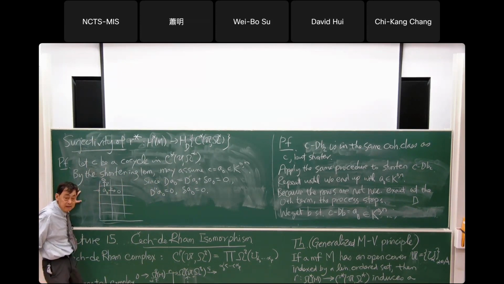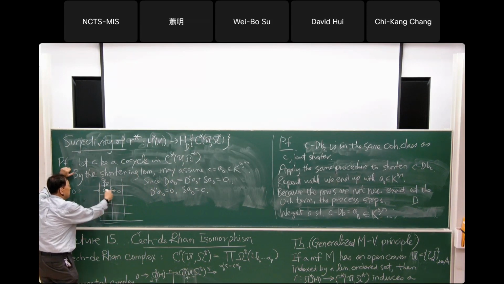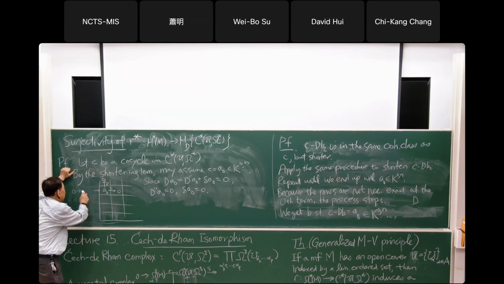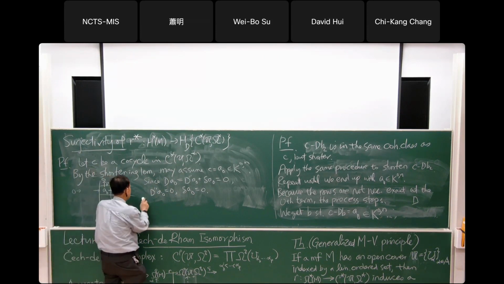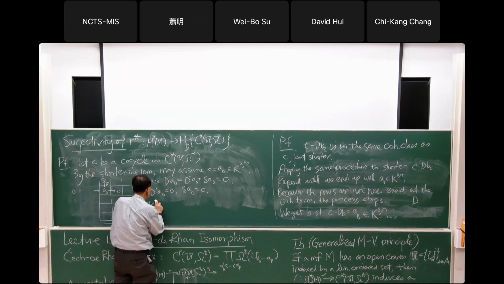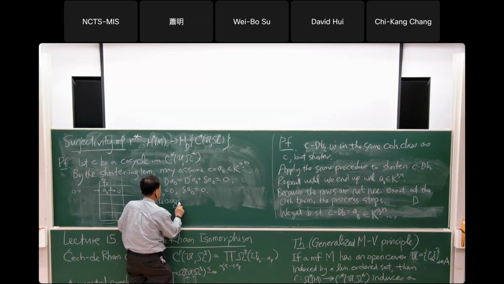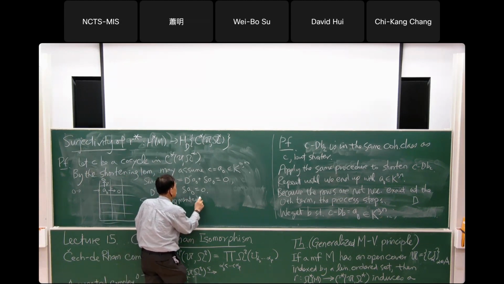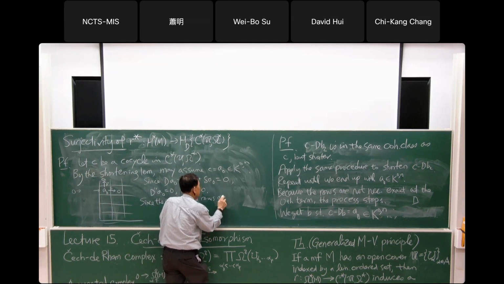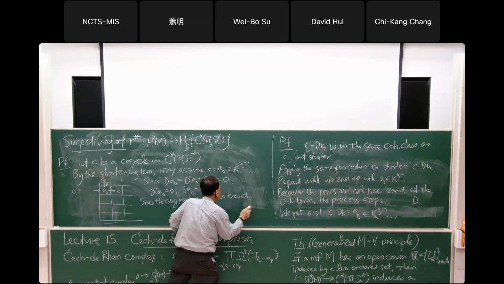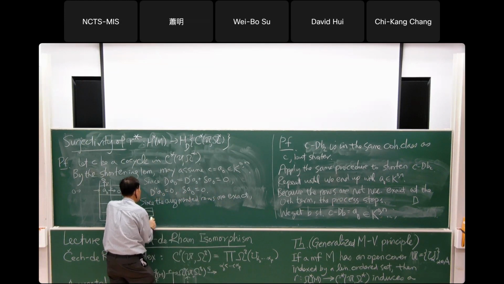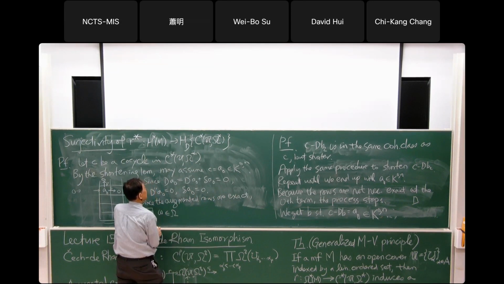But if you augment the double complex, then the rows become exact. Like each row is just a Mayer-Vietoris sequence. So since the augmented rows are exact, there exists an omega in Omega n.